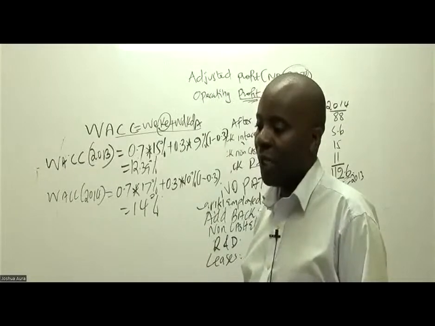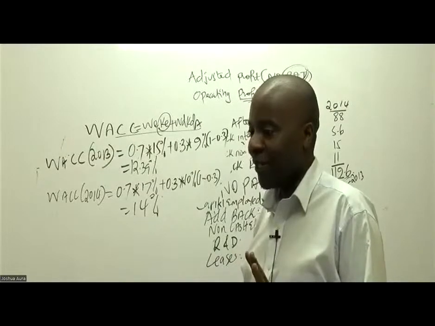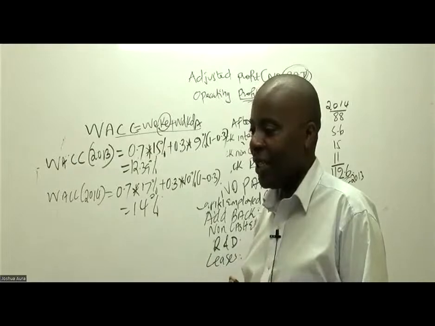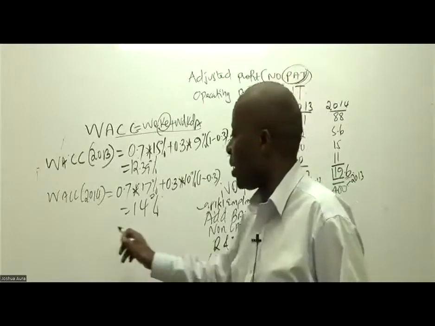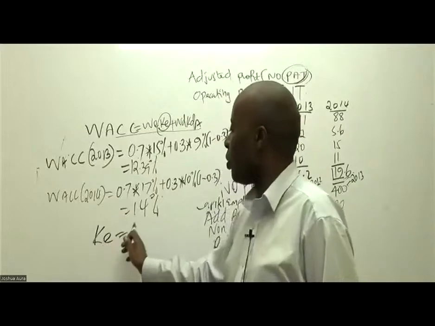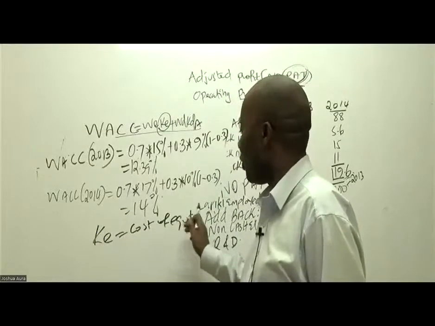KE, do you know the meaning of KE? KE is cost of equity. You never did advanced financial management or financial management in section 3. KE is cost of equity, and they have given you the cost of equity for the 2 years.